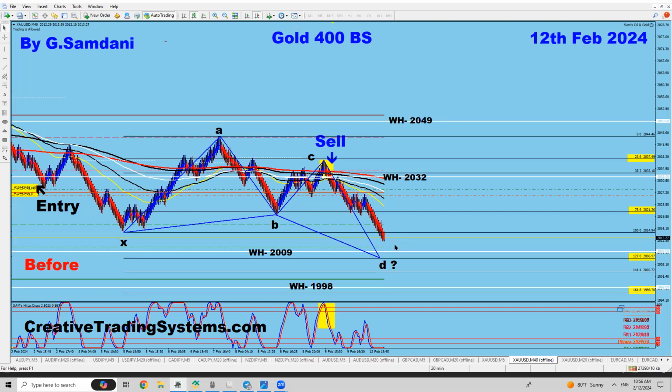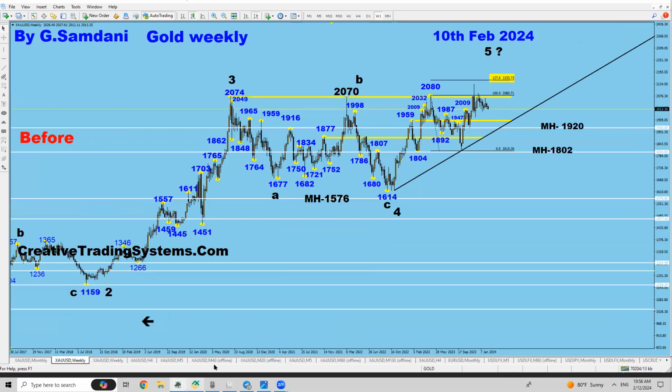But the second level, 161, is also coming in at 1998. So it might go all the way down into this area. If you look at the weekly chart, 1998 is right there, so it's not too far. It's not impossible, right? It's very much possible, and I think it is going to go there.